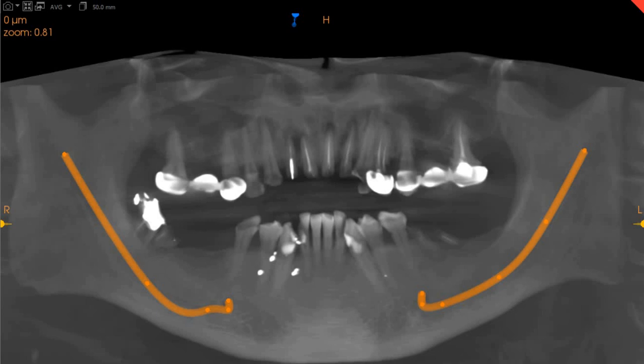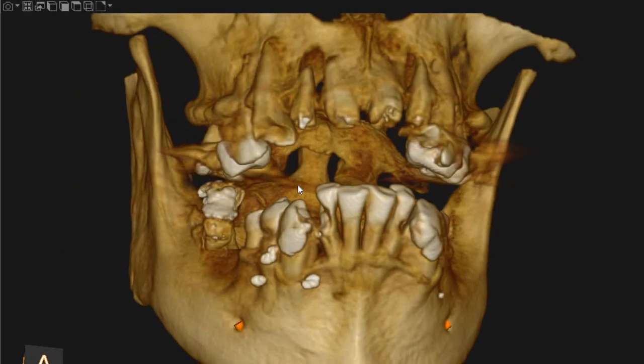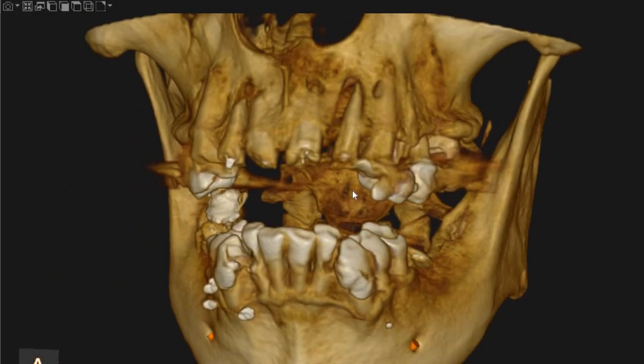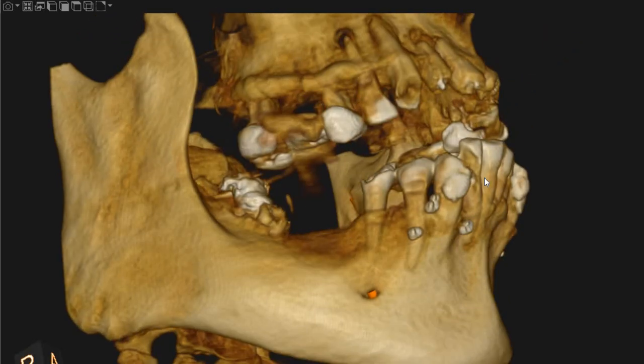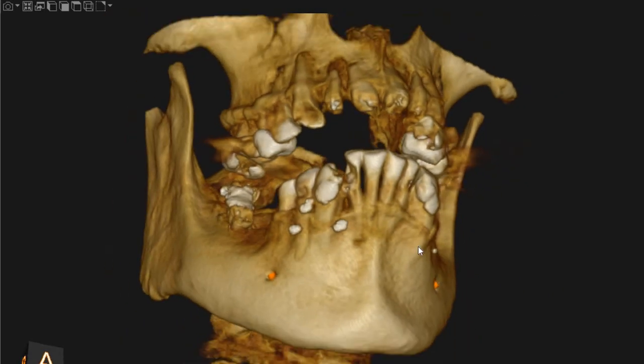This is the CBCT of the patient that you had requested. The area of interest is the upper right canine, the upper left lateral incisor, the lower right 5, 6, 7, and the lower left 5, 6, and 7. Now this is the 3D rendering.